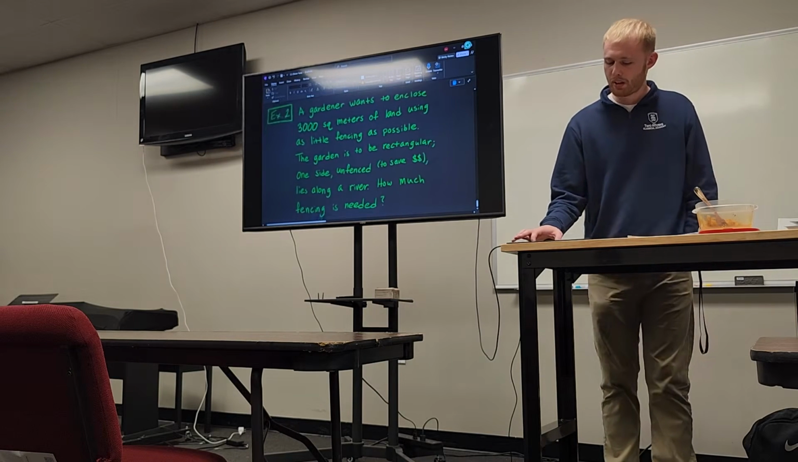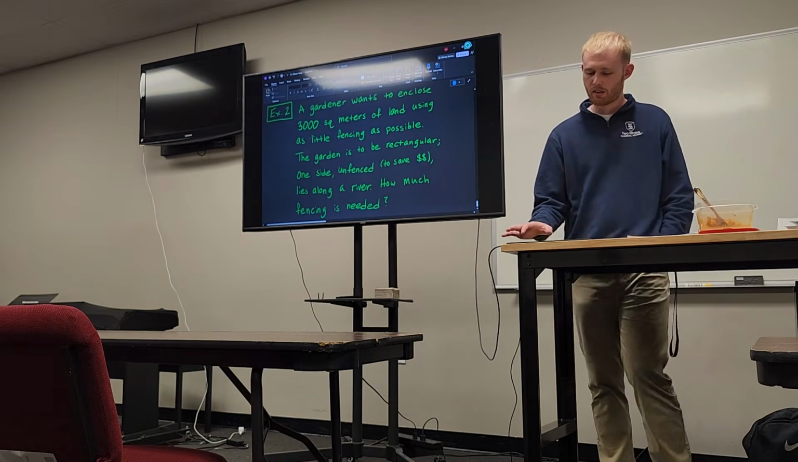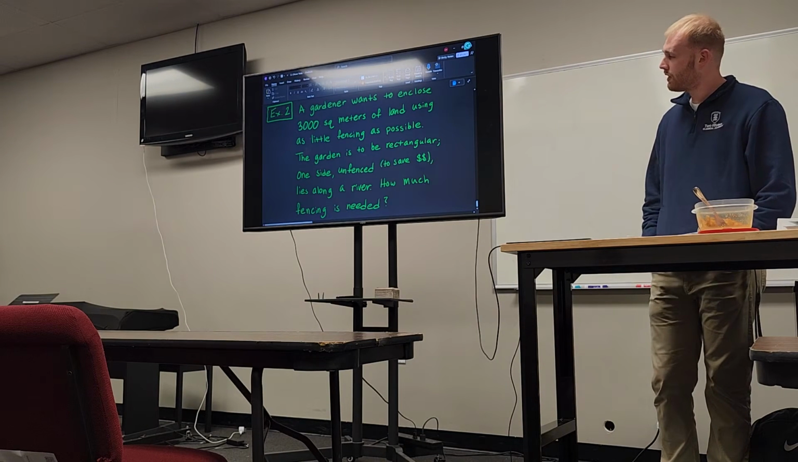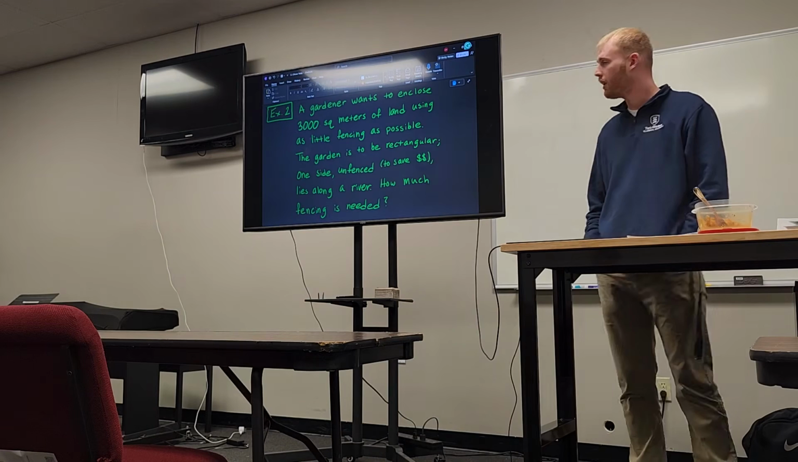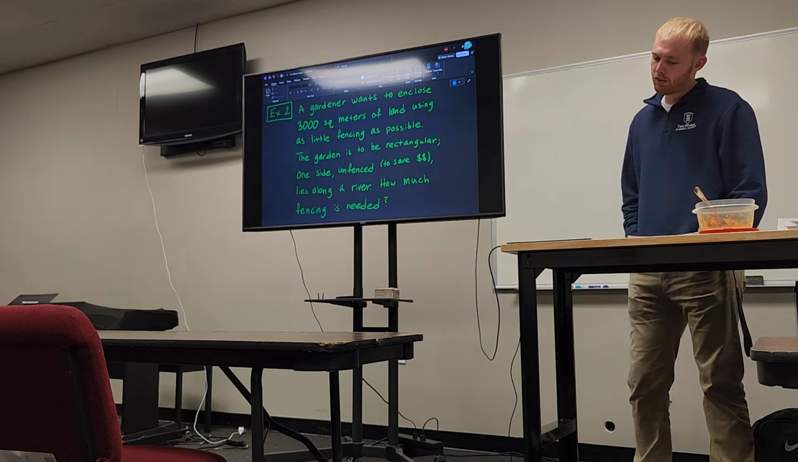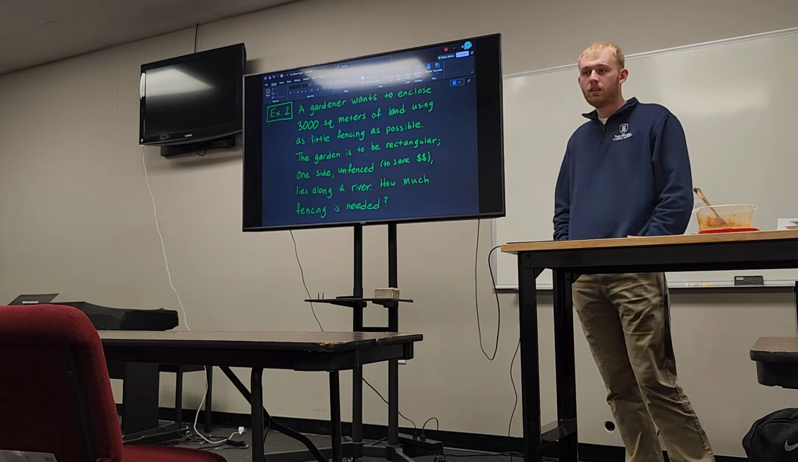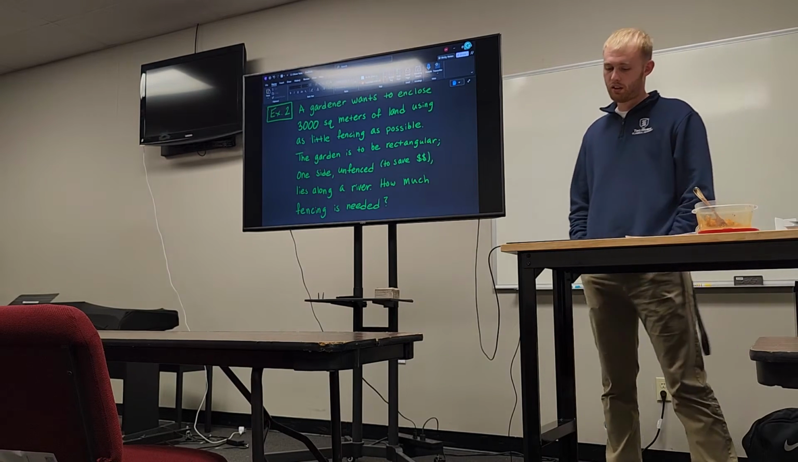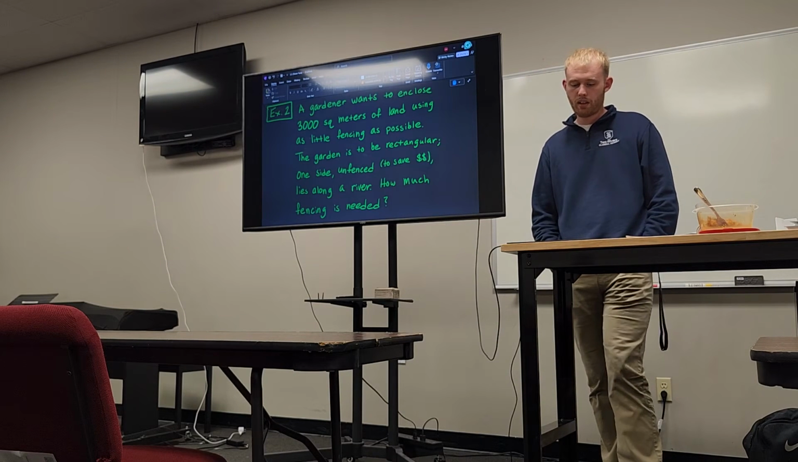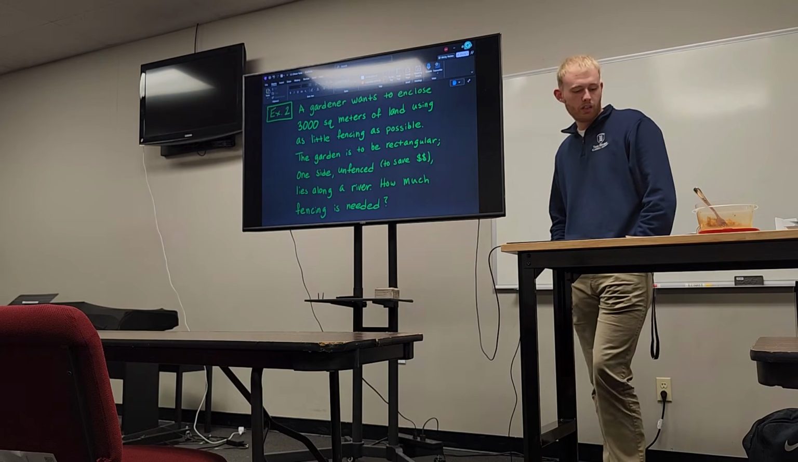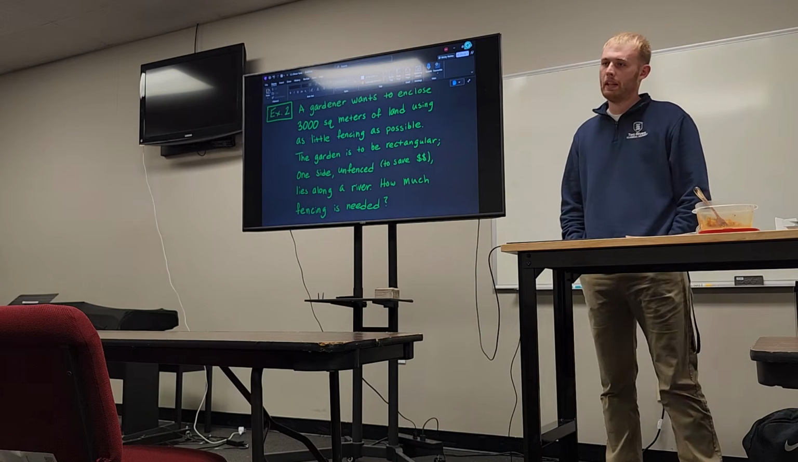This is a perennial classic in calculus. It means that this problem is in every calculus course you've ever taken. So we have to do it for the sake of tradition. So a gardener wants to enclose 3,000 square meters of land using as little fencing as possible. This is valid. You might want to enclose an area with as little fencing as possible. Maybe not a garden, but the garden is to be rectangular. One side unfenced to save dollars lies along a river. How much fencing do we need?